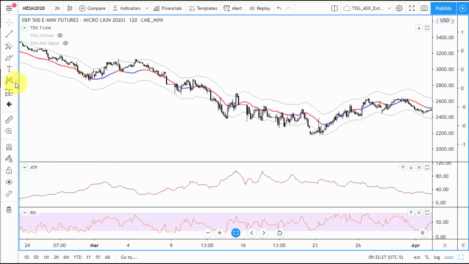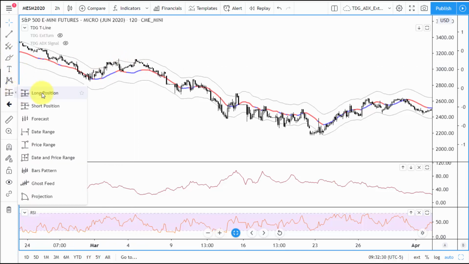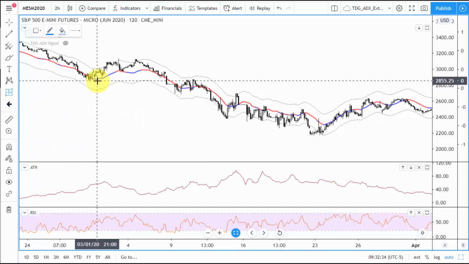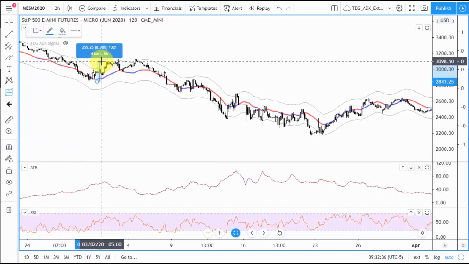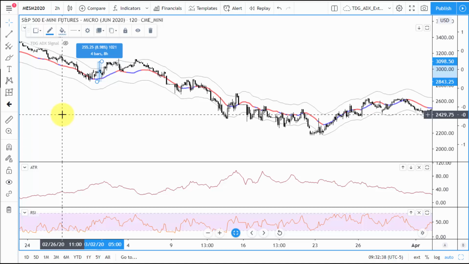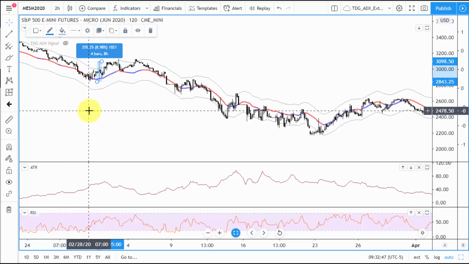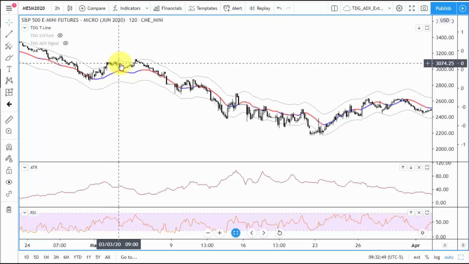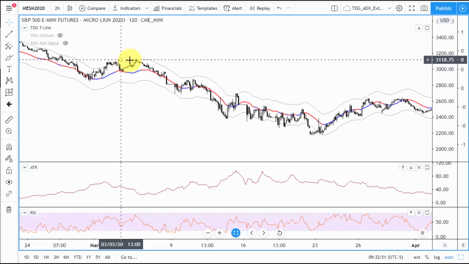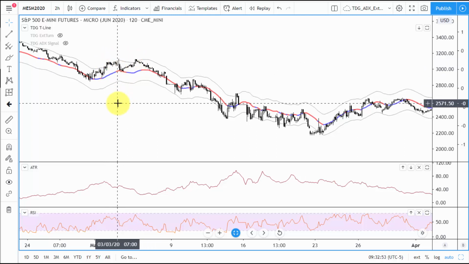Let's look at the value of the move. Go right here and you can look at your date and price range. From the swing low here, price moved up. You see 9%, which was 255 points. So again, think about 255. That's about 10 times the ATR. That's a pretty significant move, and yet the bands basically contained price action, offering really nice qualified sell signals there.